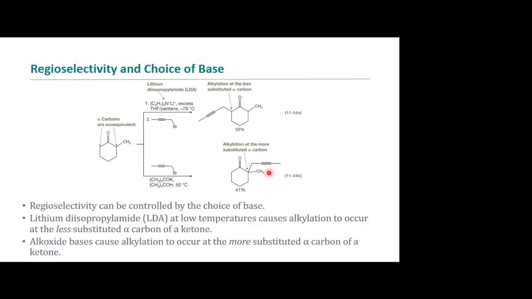Now, lithium diisopropylamide, LDA, at low temperatures can cause alkylation to occur at the less substituted alpha carbon of a ketone. The alkoxide bases are going to cause alkylation to occur at the more substituted alpha carbon of the ketone. So we can actually use these different bases to selectively change our major product here.